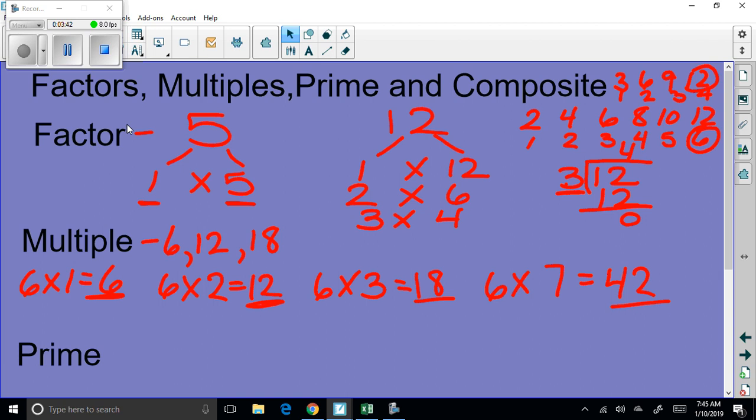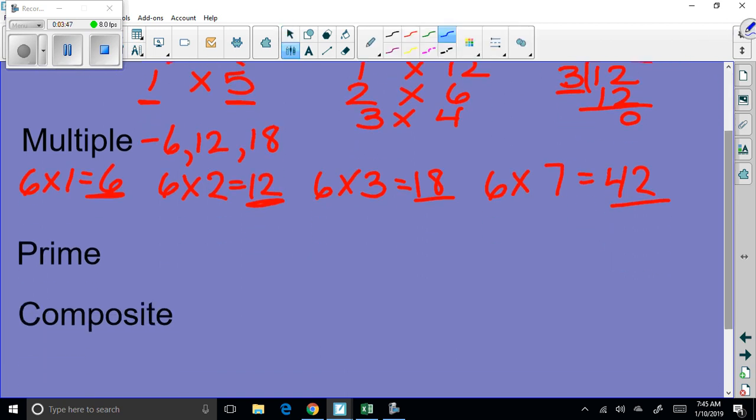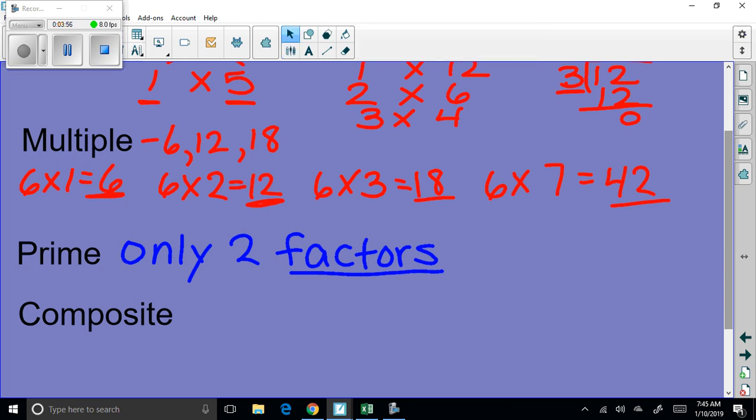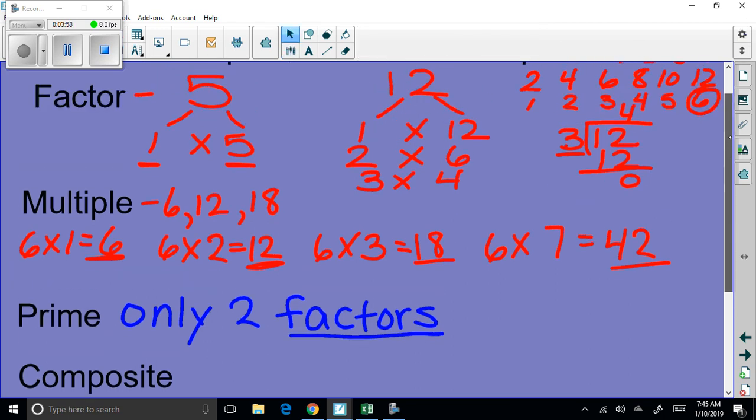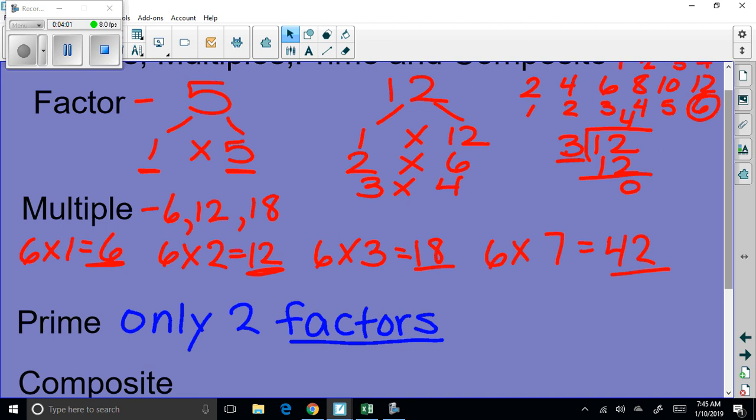Prime numbers are numbers that only have 2 factors. Now, if we look back up at my example, 5 is a prime number. Why? Because the only things you can multiply together to get 5 are 1 and 5. So 5 would be an example of a prime number. Another example of a prime number would be the number 7. You can only multiply 1 times 7 to get 7. There are no other numbers. So 7 is also prime.